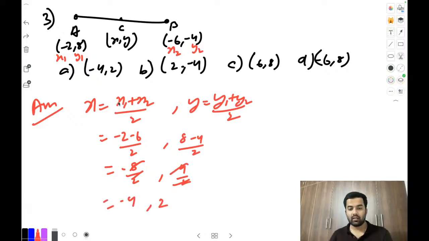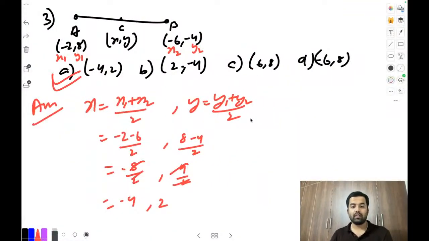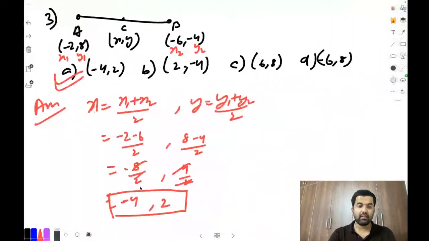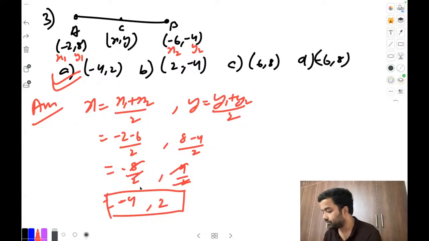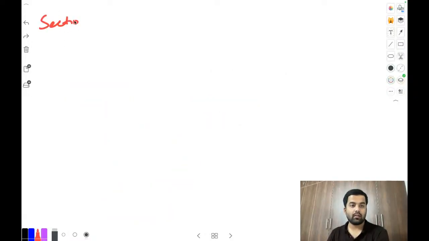Yeah, let me check. All of you got the same answer. Option A, correct. Yeah, option A. We got C, minus 4 comma 2. I hope this is clear now. Yeah, fine. Okay, let's switch to section B now. Section B, 2 mark questions. Okay, keep the first one now.